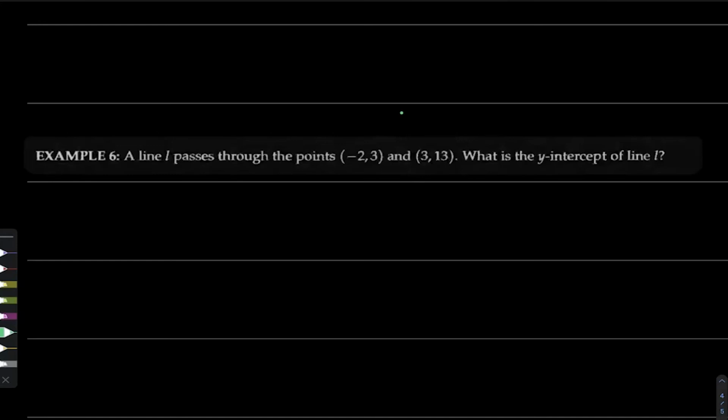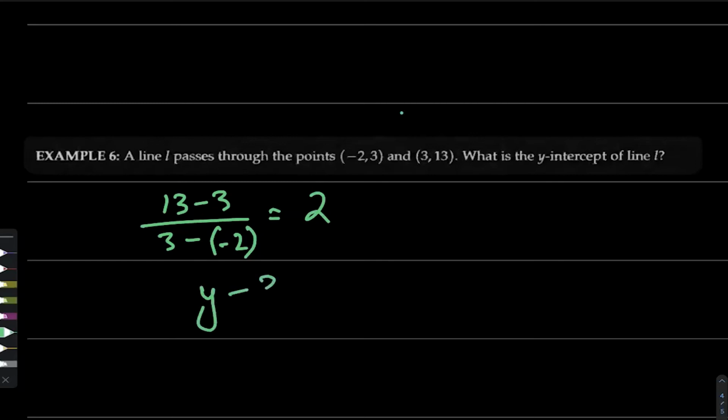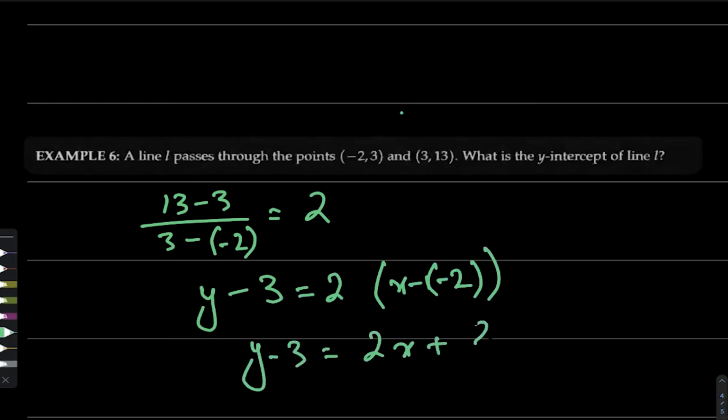So what if I told you there's another method to do this? Do it like this: y minus y1 over x minus x1 equals m. This process will be just as long. So you can just do it right away. 13 minus 3 over 3 minus minus 2, that is going to be 2. That's your slope. So y minus 3 is equal to 2 times x minus minus 2. That gives me y minus 3 is equal to 2x plus 8. y is equal to 2x plus 11. My y-intercept is 11. Will you all be able to do this?